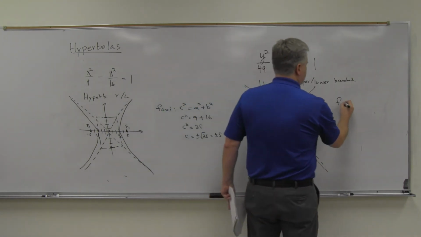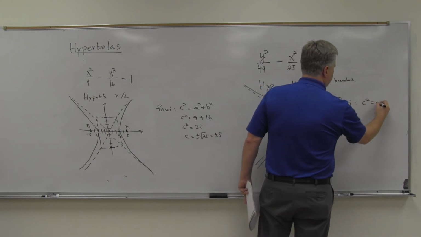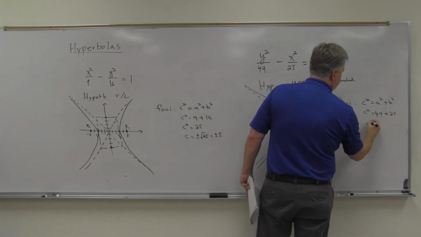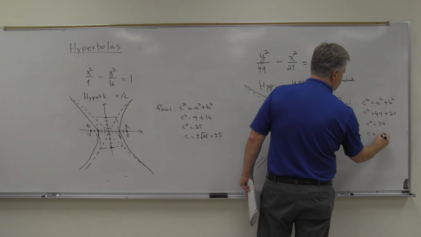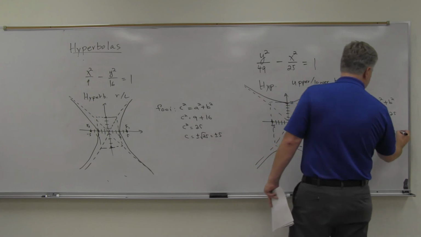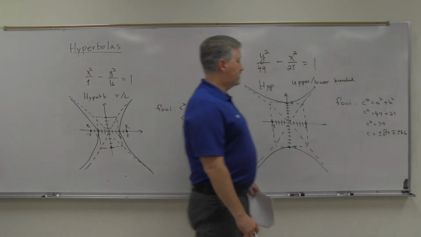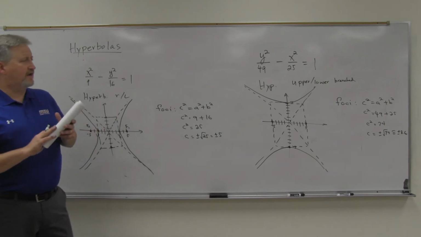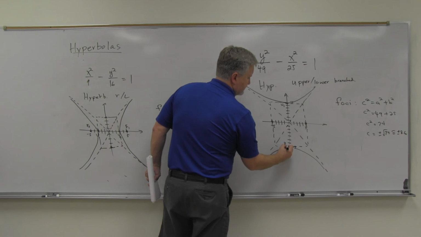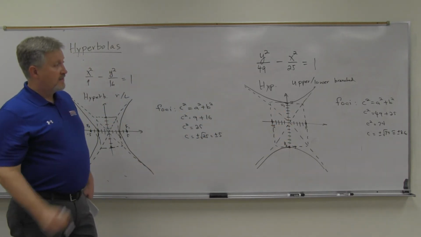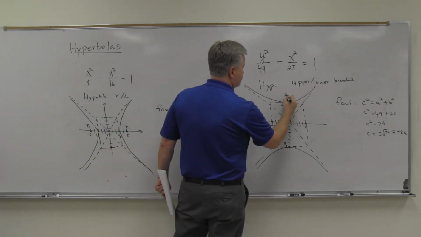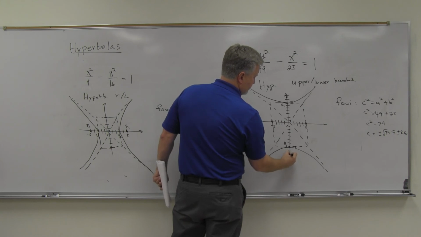And then the foci, c squared equals a squared plus b squared, so that would be c squared equals 49 plus 25. That would be c squared equals 74, so c equals plus or minus the square root of 74, which is about 8.6. Well, again, the foci are located, oh, I didn't say the vertices. The vertices are right here at plus or minus 7, 0 plus or minus 7. The foci are outside of those vertices, so I'd go up to 8.6 and down to 8.6 down here.